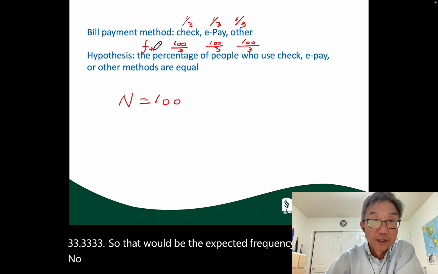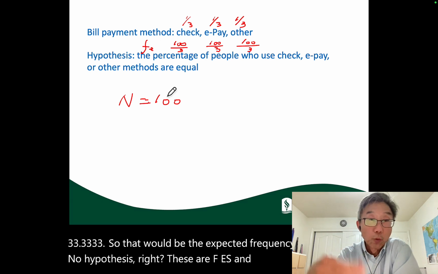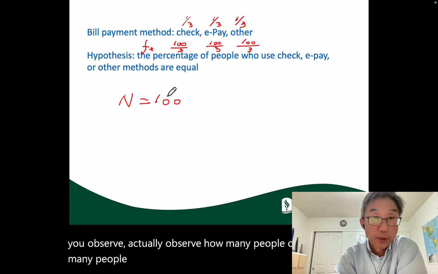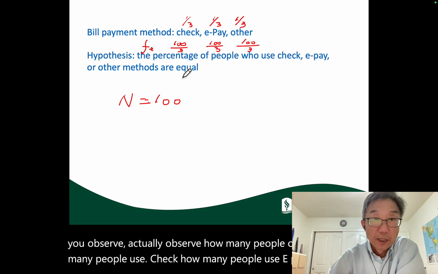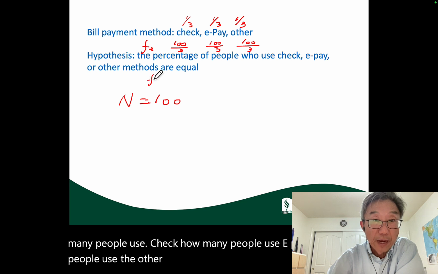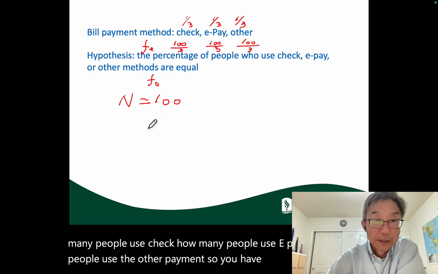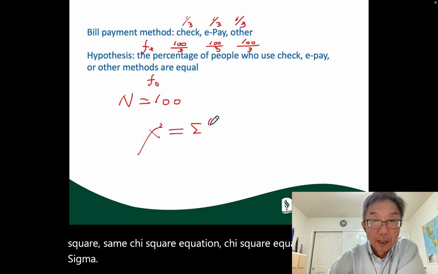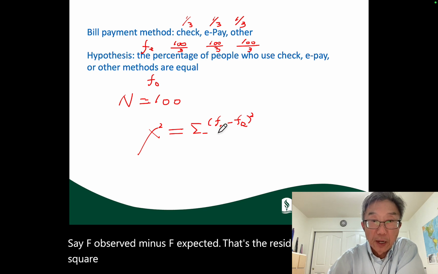Right? These are FEs. And then, depending on what you actually observe, how many people out of 100 use check, how many people use ePay, how many people use the other payment. So you have FO. And then you use the same chi-square equation. Chi-square equals sigma, let's say F observed minus F expected. That's the residual. Take the square and divide it by F expected.